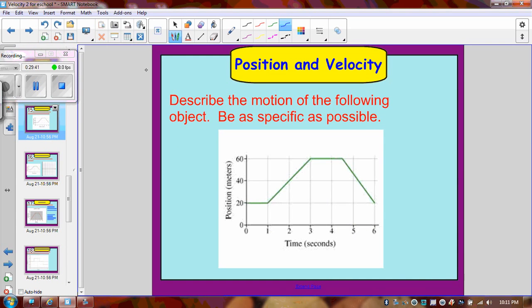Alright, at this point, what I'd like you to do is pause the video, and while it's paused, I want you to describe the motion of the following object. Be as specific as you possibly can.